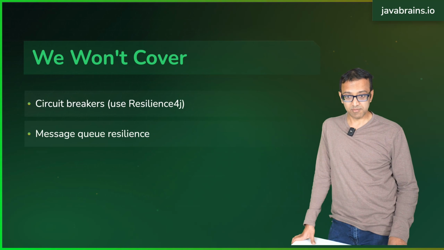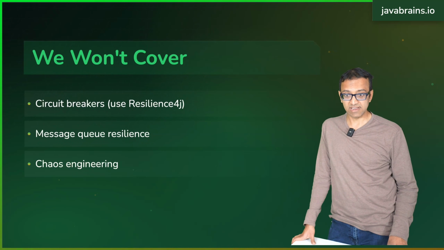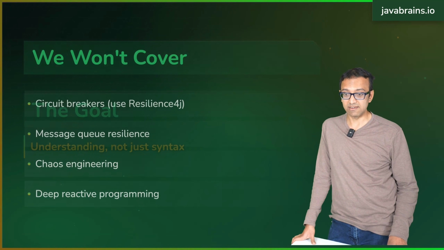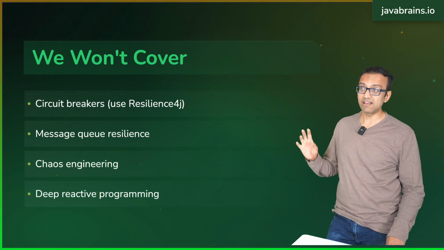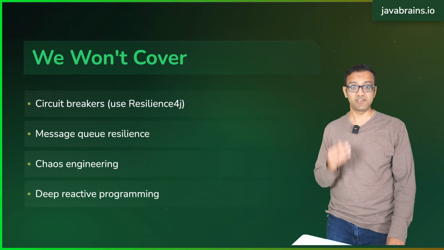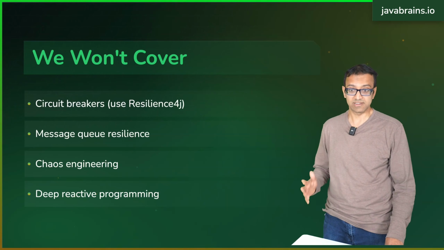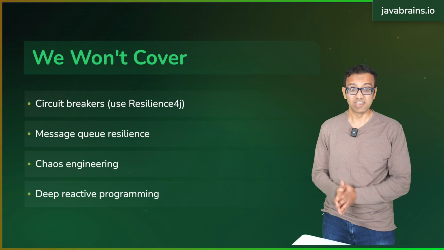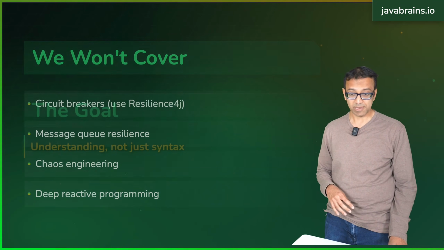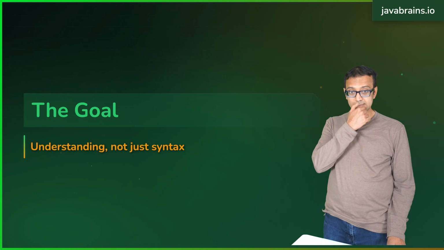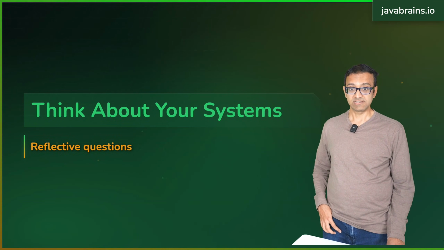We're not going to cover circuit breakers. We're not going to cover message queue resilience, chaos engineering, and reactive programming. I'll tell you how it works with reactive programming, but we're not going to cover reactive. We're going to look at the traditional model, which most people use. I don't think a lot of people use reactive programming. And again, the goal is to understand, not just the syntax.